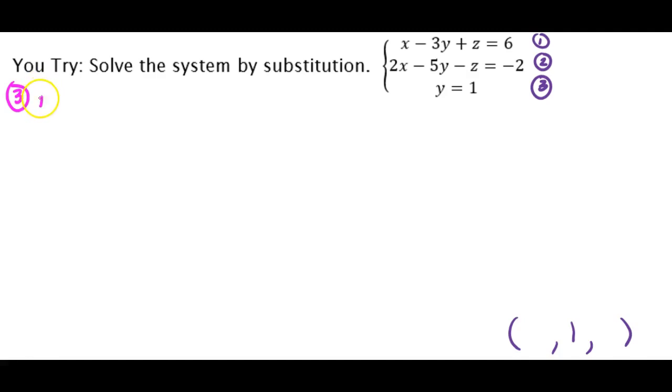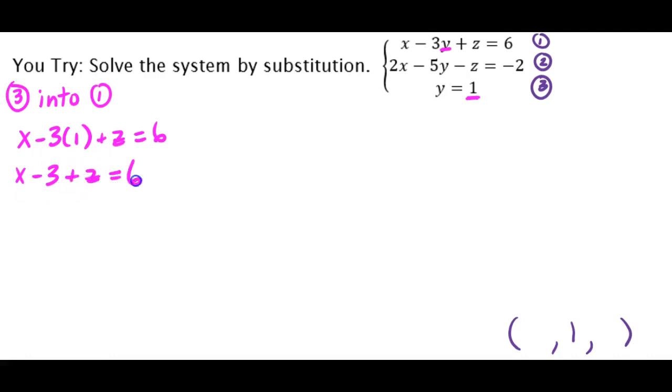So I'm going to take equation 3 and plug it into equation 1. So I'm going to take this y right here, and instead of this y, I'm going to put a 1. So I'm going to write x minus 3 times 1 plus z equals 6. And then I want to take this negative 3 and put it to the other side, so I just have x and z on the left side. So I'm going to add 3 to both sides. So I would have x plus z equals 9.